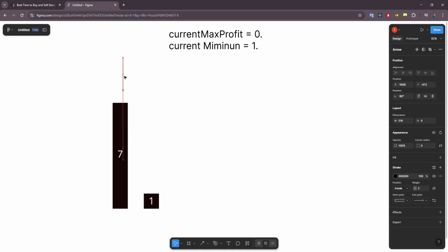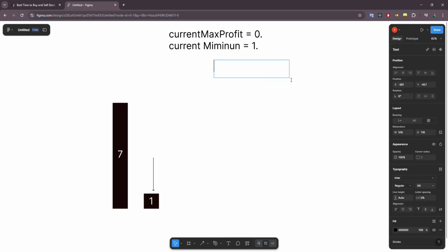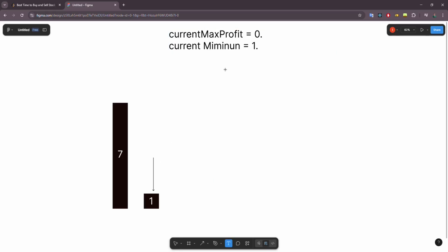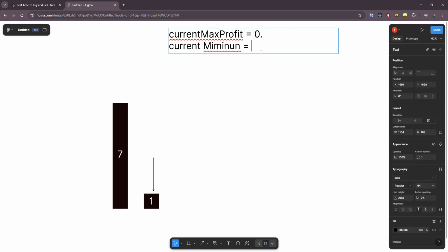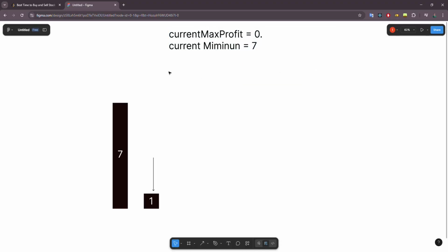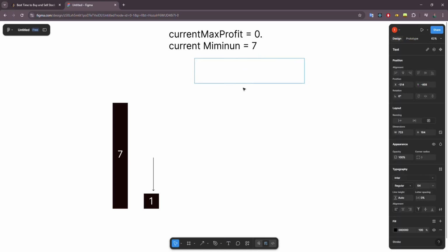By the way, in this iteration, the first thing you must do is to check if you have a profit that is greater than the max profit. Remember here, the current minimum is still 7. So let's check if our profit right now will be greater. To know if your profit will be greater, you can check this.